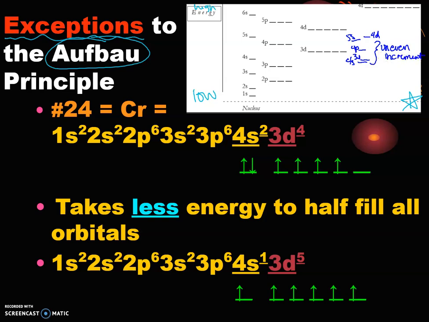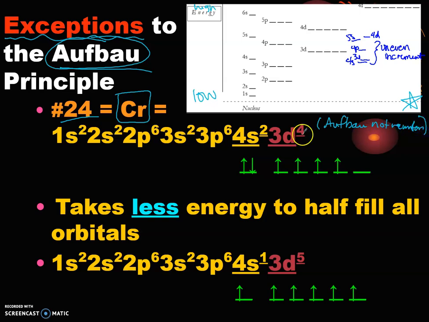So when scientists look at the electron configurations for some of the elements, like for chromium, which is number 24, typically you would fill it this way with the Aufbau diagram: 1s2, 2s2, 2p6, 3s2, 3p6, 4s2, 3d4. And this is the Aufbau version, not the rewritten one.